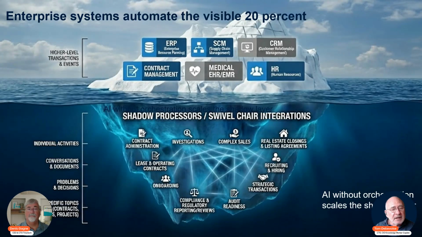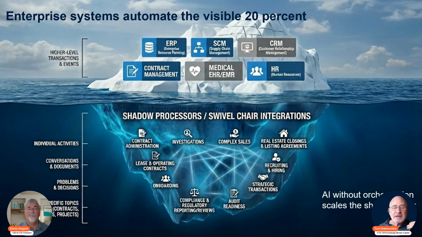So consider any enterprise or your organization's processes as an iceberg, right? The systems we have currently in place handle the visible top-level system of record transactions, like ERP, supply chain management, customer relationship management, Salesforce, and so forth. It addresses those transaction-oriented processes. They are all well documented, very mature, and they work very well.